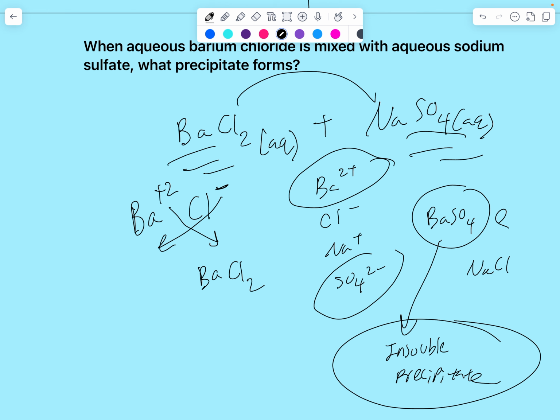So here's the clean takeaway. Swap partners because ions mix freely in water. A reaction occurs if an insoluble solid forms. If everything stays aqueous, no reaction. Always check the solubility rules up there.